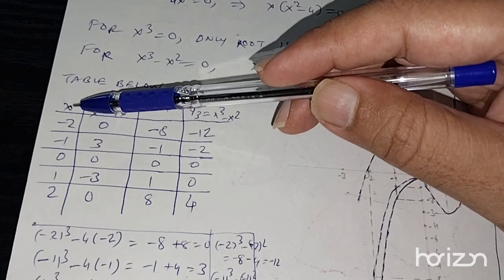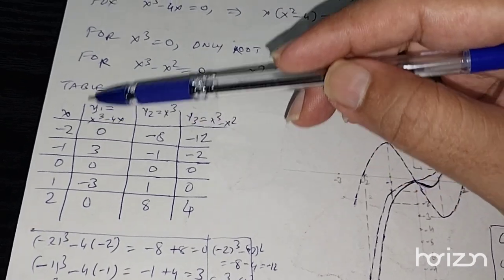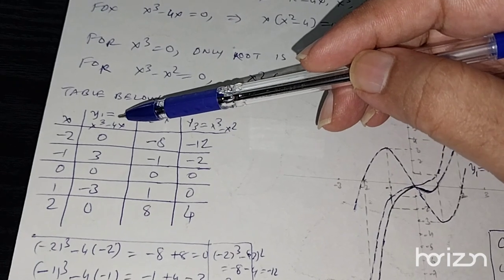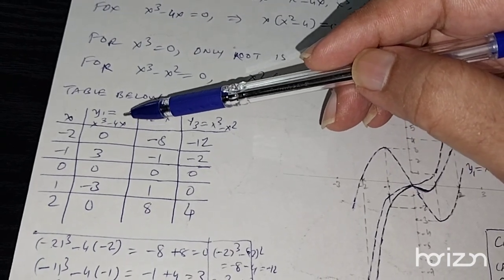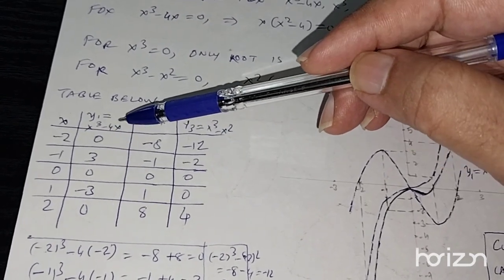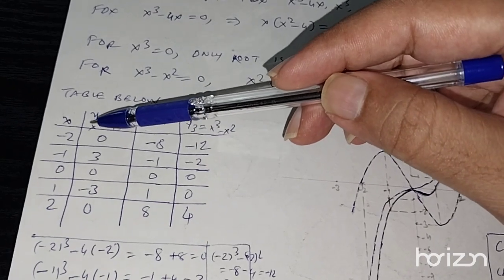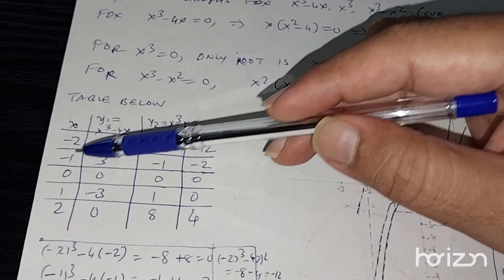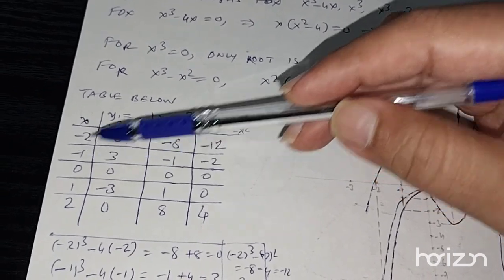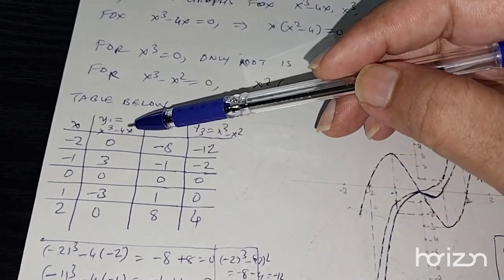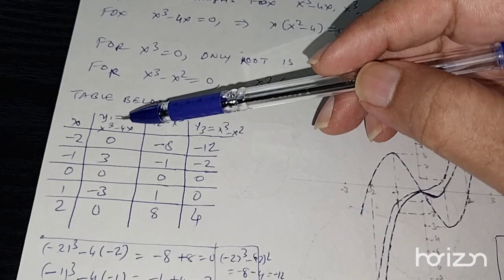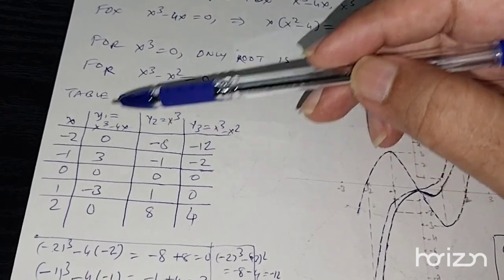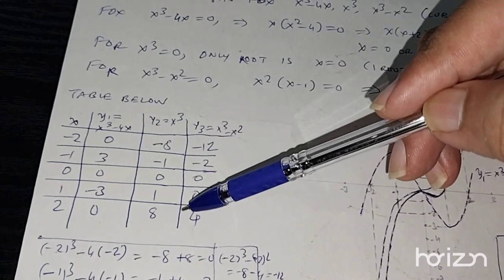So when x is equal to -2, what is x cube minus 4x? When you put x as -2 here, minus and minus, you'll get plus. So -8 plus 8, you'll get a 0. And when x is -1, x cube is -1, and you put -1 here, right? -1 into -4, you'll get a 4, and 4 minus 1, you'll get a 3. So you can calculate all these values.